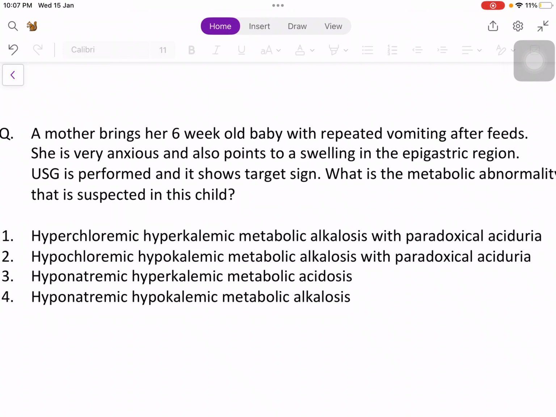So here we have history, examination finding, investigation finding, and then we have to first tell the diagnosis and then the metabolic abnormality. So we'll go one by one. So it here says repeated vomiting after feeds in a 6-week-old baby. So we know in congenital intestinal obstructions we have pyloric stenosis, we have duodenal atresia, jejunal atresia.